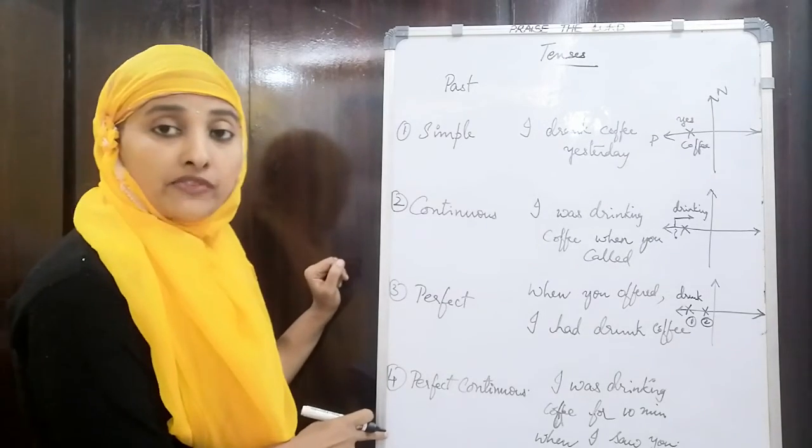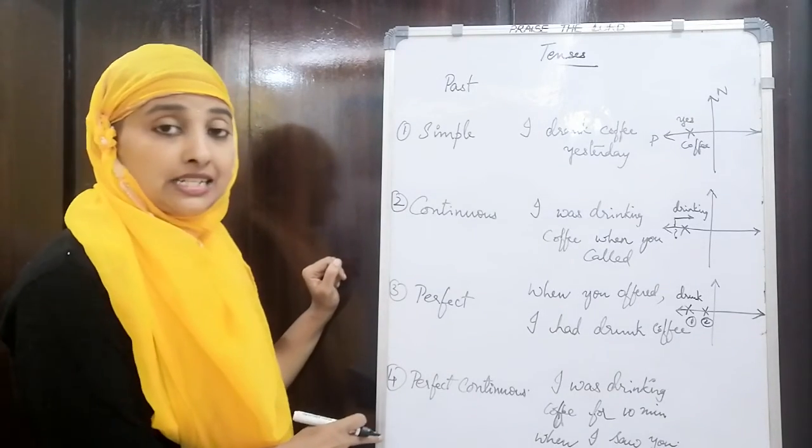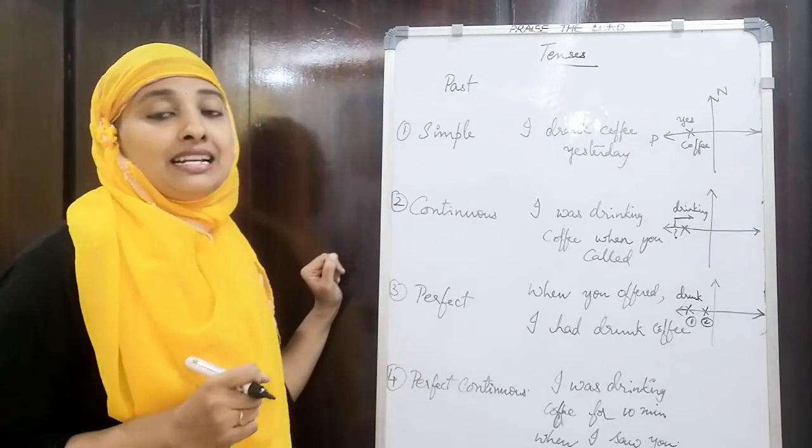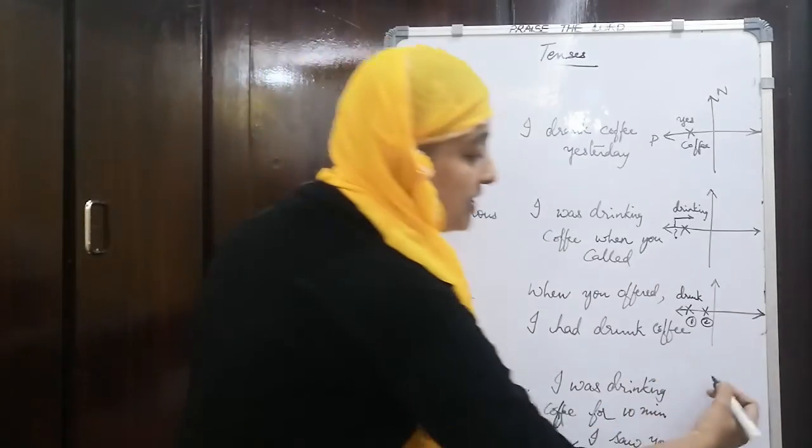Now, past perfect continuous tense. In past perfect continuous tense, the first event is still ongoing when the second event occurred. That means I was drinking coffee.